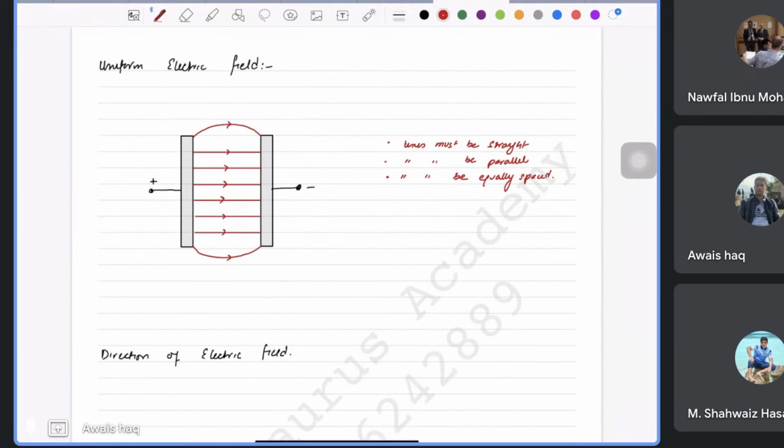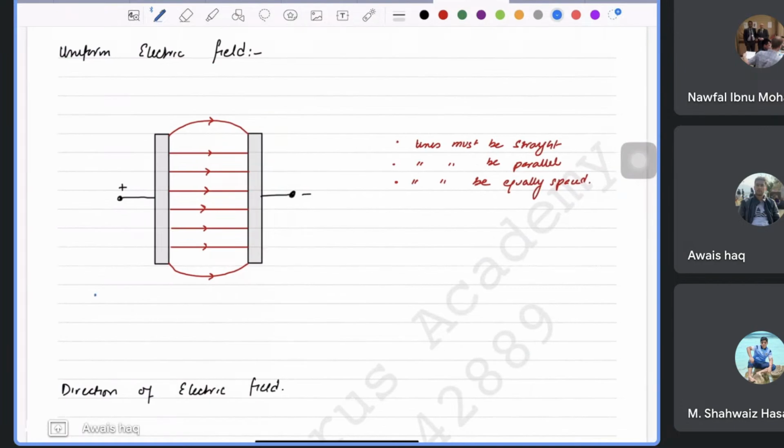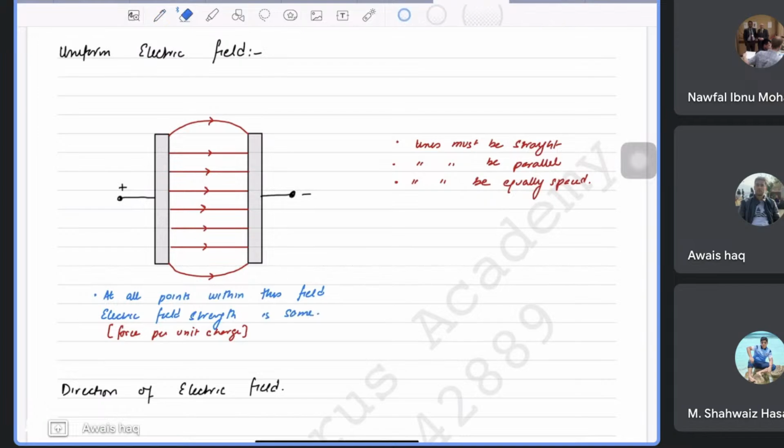Now, why is this a uniform field? Why do we call it uniform? The reason we call this uniform is because at all points within this field, the electric field strength, okay, the amount of force, which is basically force per unit charge, is the same. That's why you call it uniform, and it can only be created, like I'm just writing a note here.